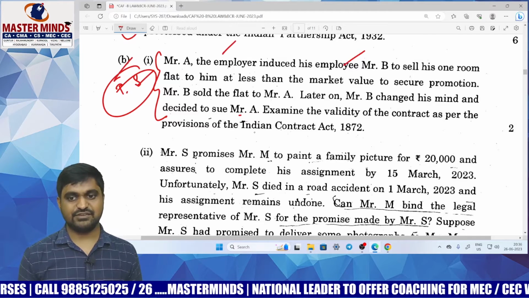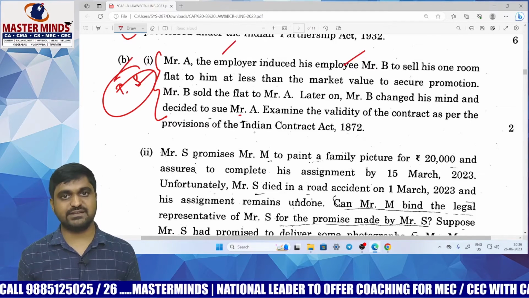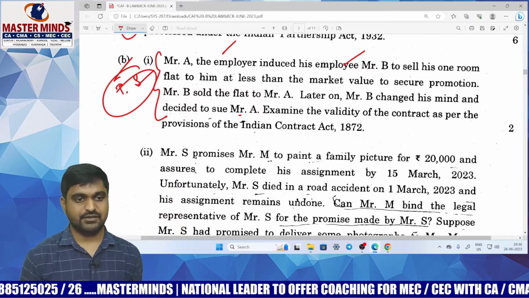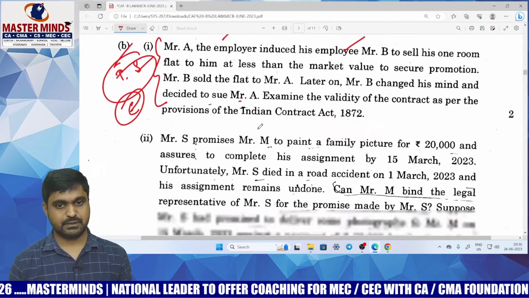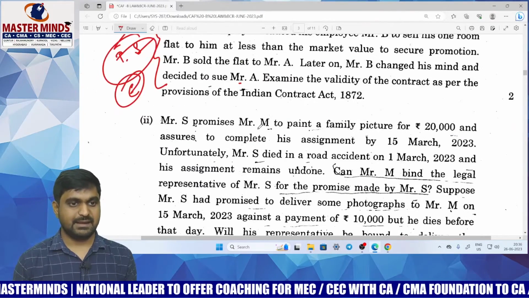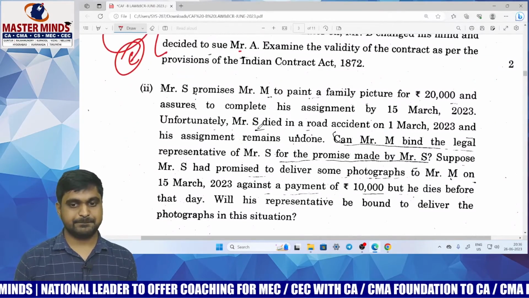given. That's it. So this is the case of undue influence, where the contract is voidable. So I'm giving the easy tag, easy tag. This is a very easy question. Next one, and the second part of 3B.